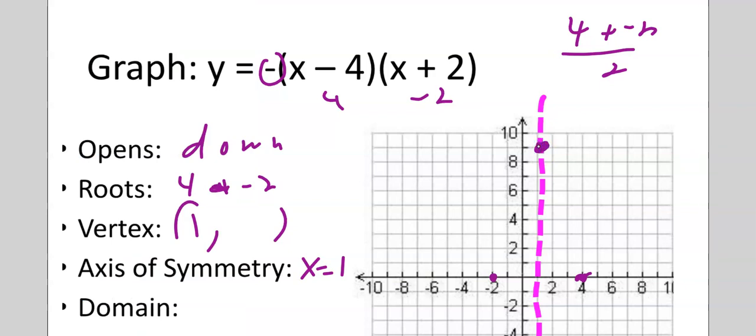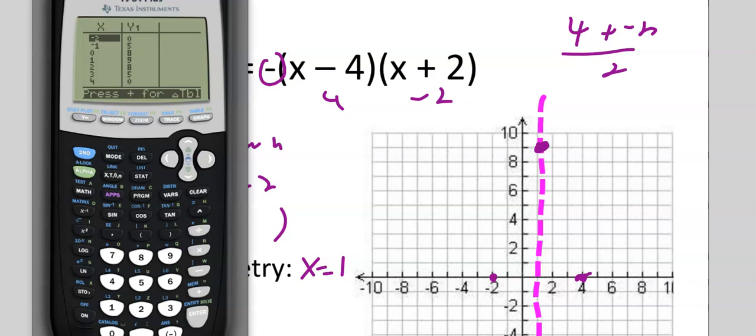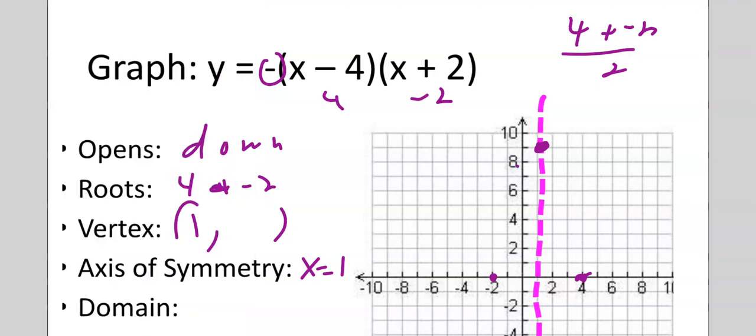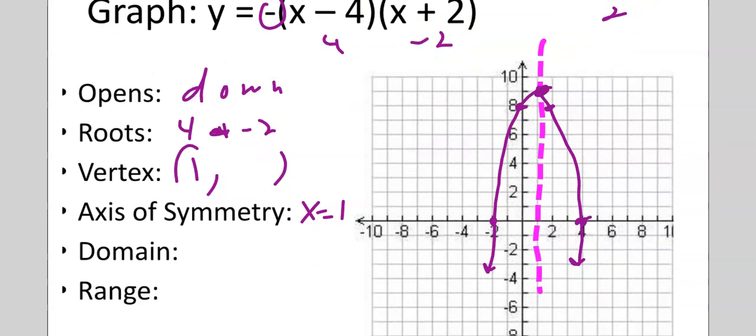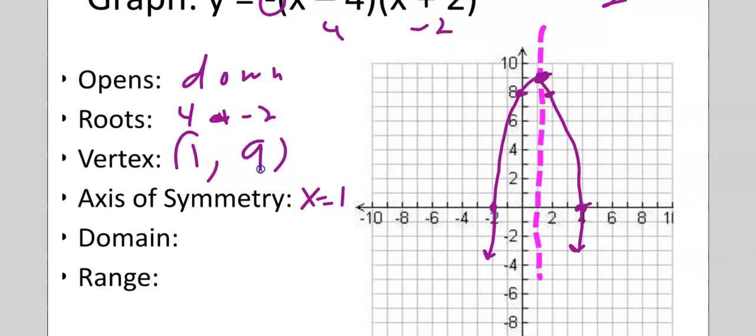Right there. Okay. And then back to there. Get some other points. How about 0, 8, and 2, 8? And right there, I have enough to get a decent idea of what it looks like. Here's my parabola. So again, that was at 1, 9.